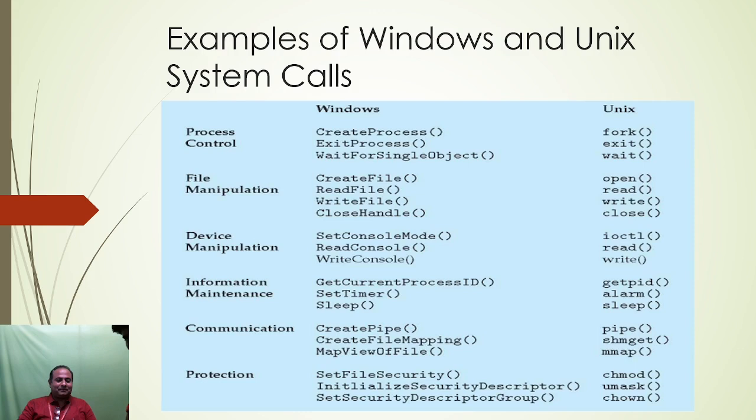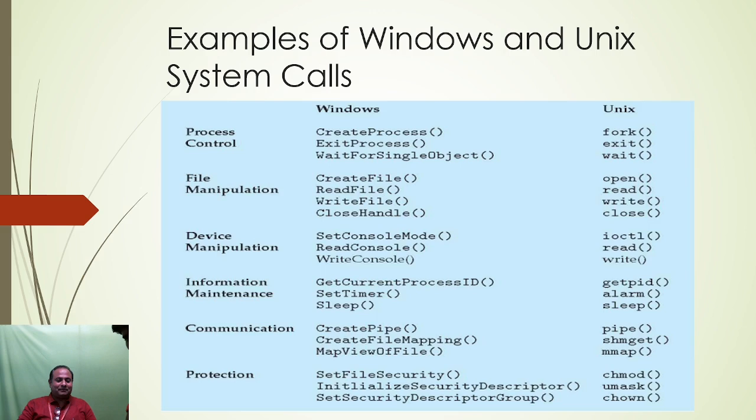So these are some examples of system calls. For process control we can use create process and exit process; in Unix we have fork, exit, etc. For file manipulation we can use create file, read file, write file, and close handle, etc.; in Unix we have open, read, write, and close. For device manipulation we have set console, read console, and write console; in Unix we can use ioctl, read, and write.